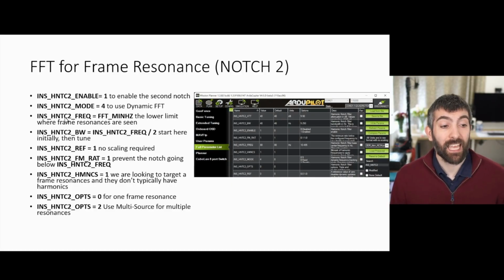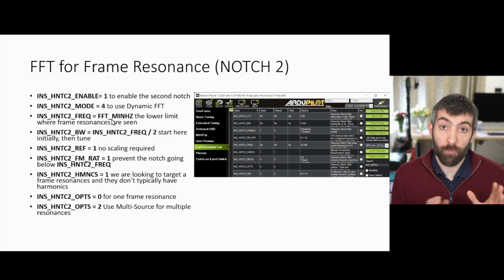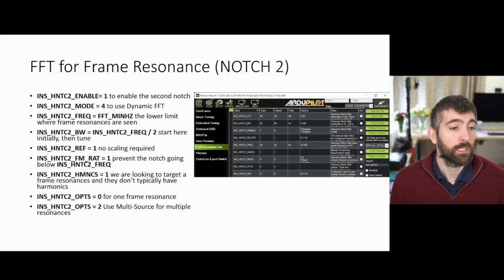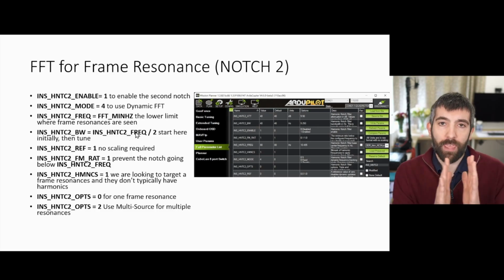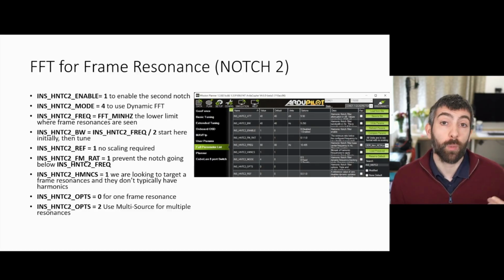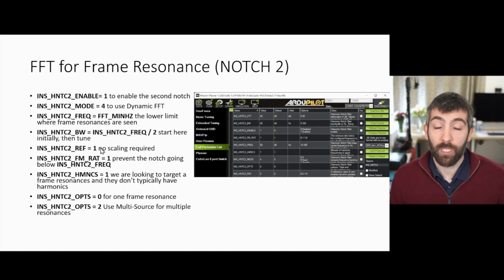You want to set INS_HNTC2_FREQ equal to FFT_MINHZ, because you don't want the notch filter ever going below the minimum frequency that the FFT is looking at. You also want to set INS_HNTC2_BW equal to INS_HNTC2_FREQ divided by 2. That's a pretty suitable width for the notch to begin with, but of course we are going to tune it and try and narrow it if we possibly can later on. Set INS_HNTC2_REF equals 1, because no scaling is required for using the dynamic FFT output.